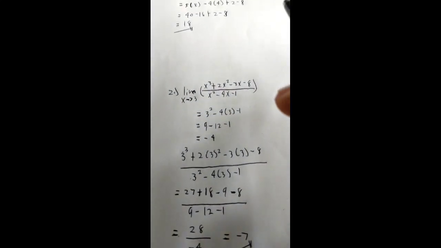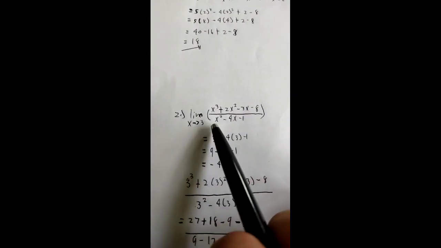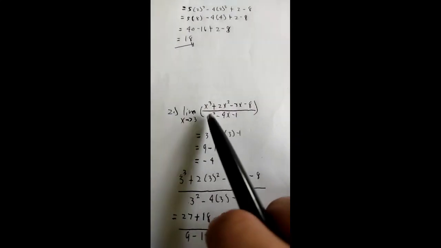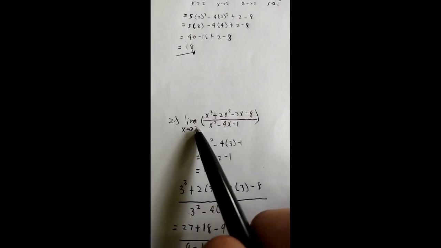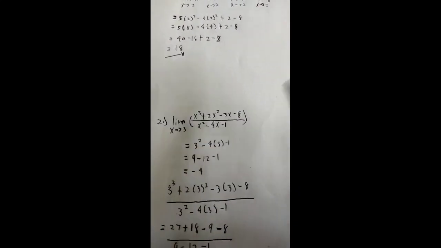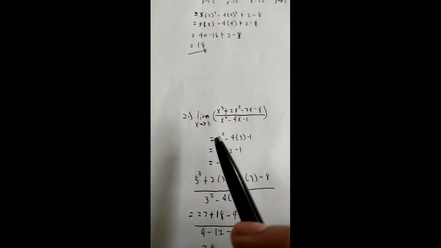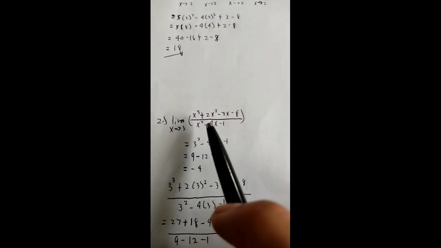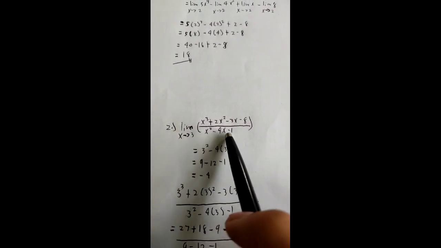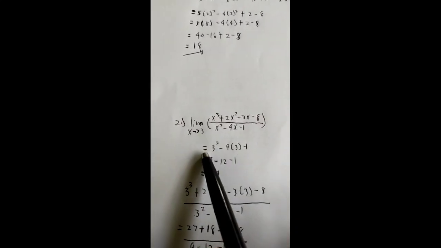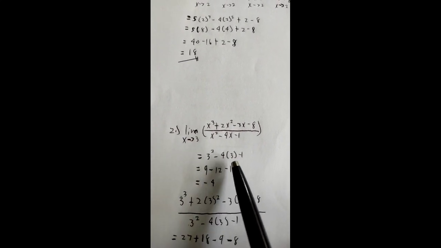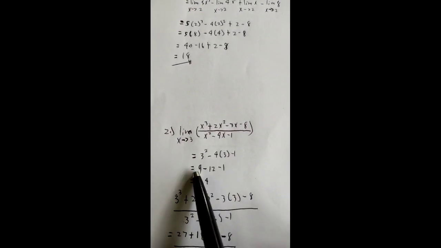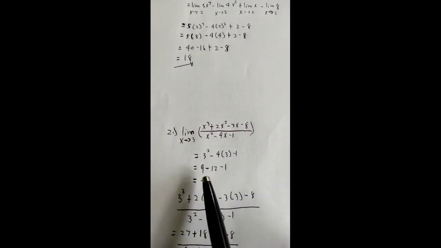So for example, we use direct substitution here on the denominator. We substitute all the x variables in the denominator with x approaches to 3. So that would be 3 squared minus 4 times 3, because we substitute x approaches to 3 here, and minus 1. So 3 squared would be 9, 4 times 3 would be 12, and minus 1. If we solve this, it would be equal to negative 4.